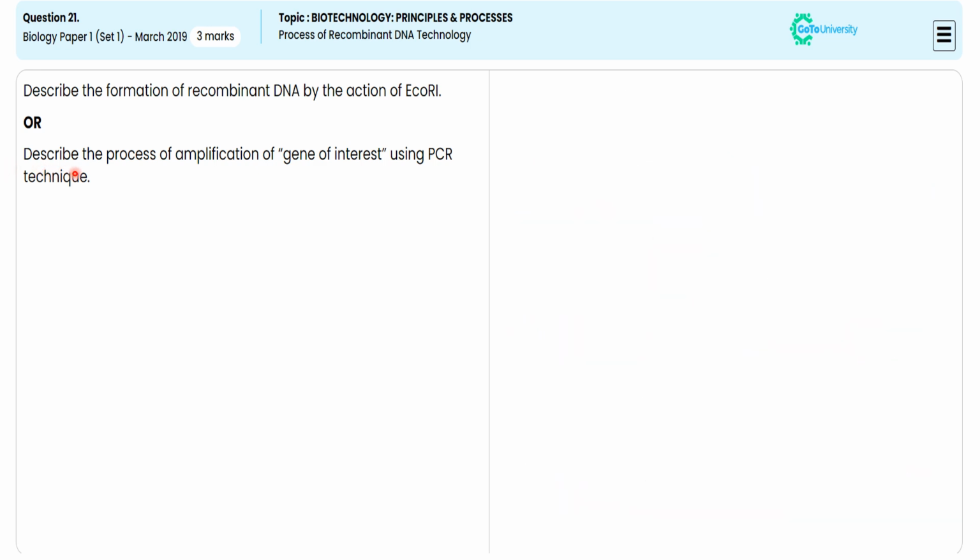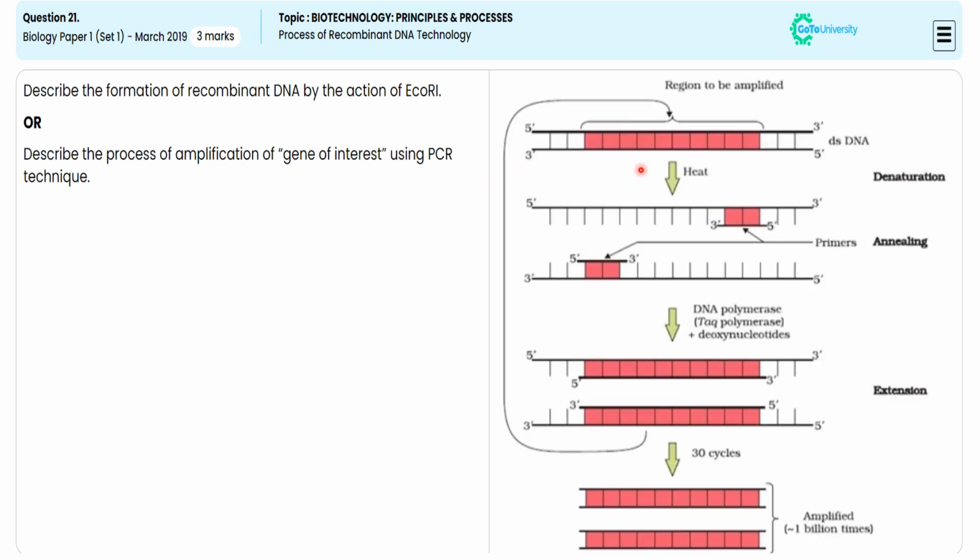In this 3 mark subjective question, they are directing us to describe the amplification process of the gene of interest using polymerization chain reaction technique. For this, we are given the CBSE pattern PCR diagram to represent the amplification process. In the first denaturation process, the double-stranded DNA is allowed to get unwinded. For this, we are giving the temperature up to 95 degrees Celsius.